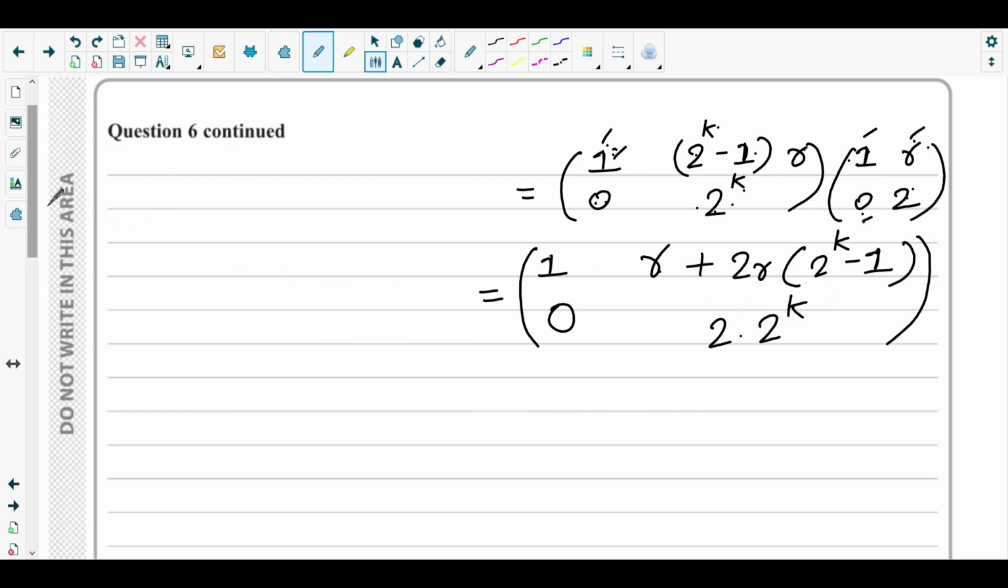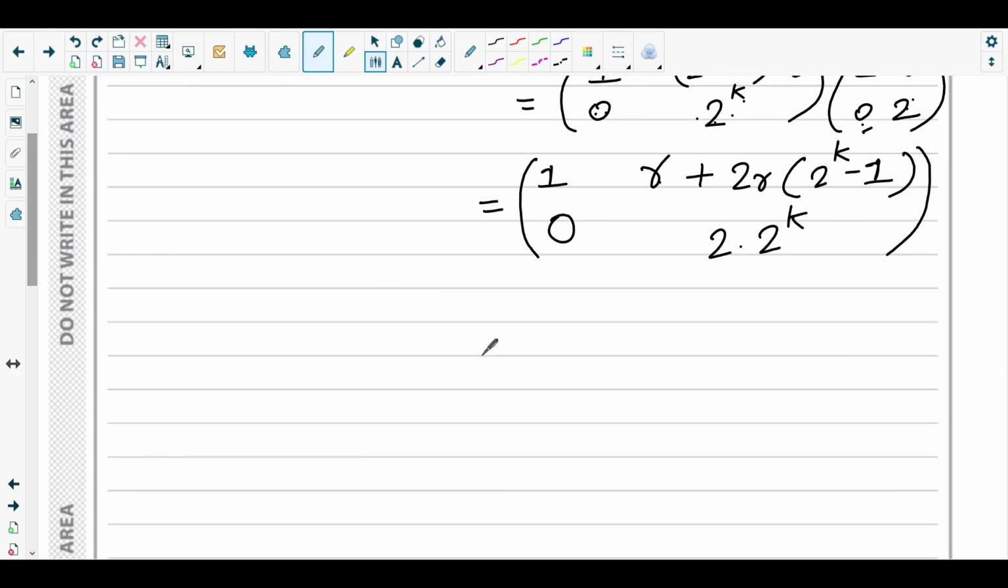Now you have to simplify this expression. If you simplify it, what will you get? You got r there, you got 2r, so we can take r common from here. If you take r common, you will get 1 plus 2 times 2 to the power k minus 2 times 1, which is negative 2.